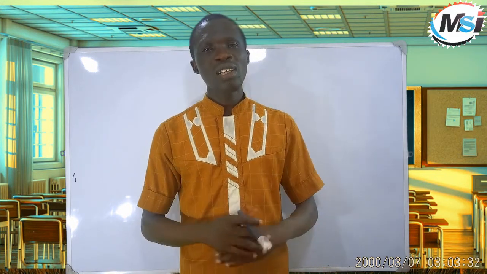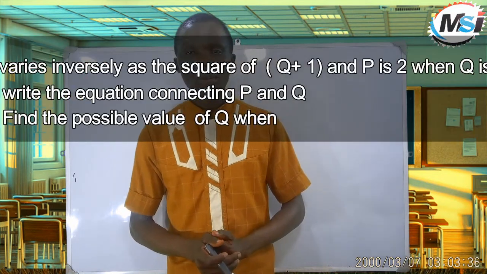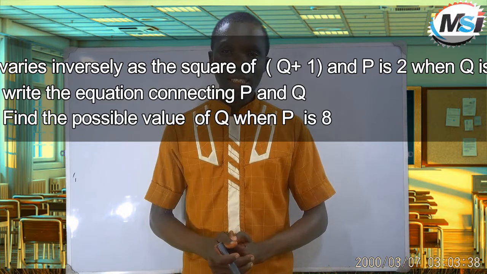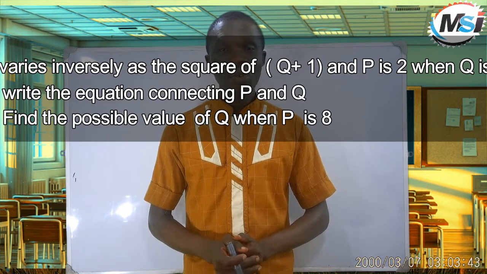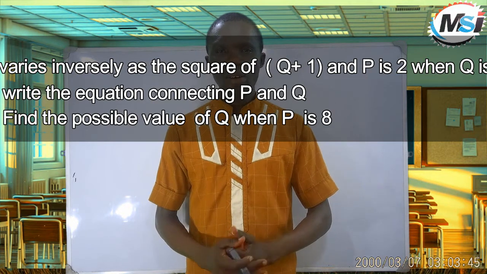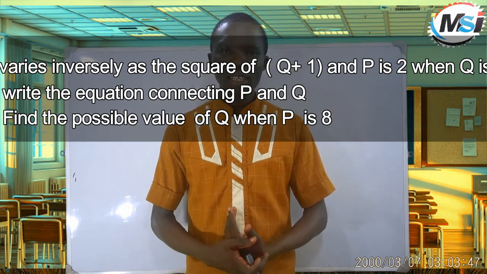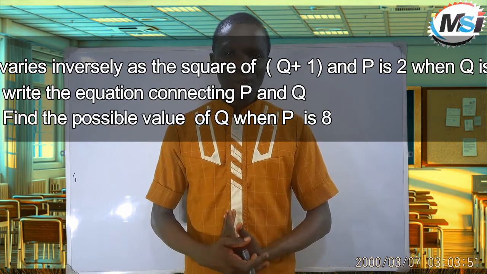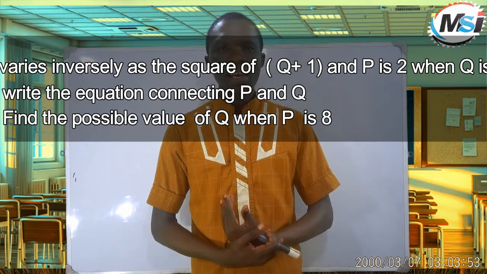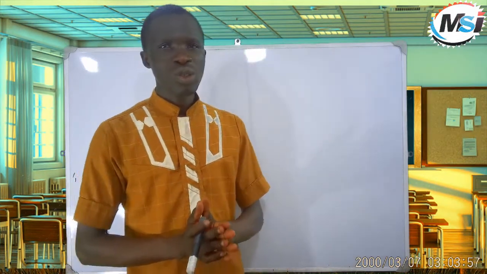So let's consider the question. The question is: P varies inversely as the square of (Q plus 1), and P is 2 when Q is 3. Write the equation connecting P and Q and find the possible value of Q when P equals 8. So this is the question we want to solve now.